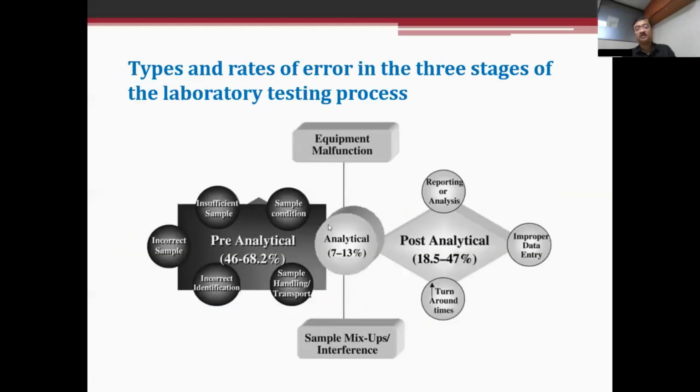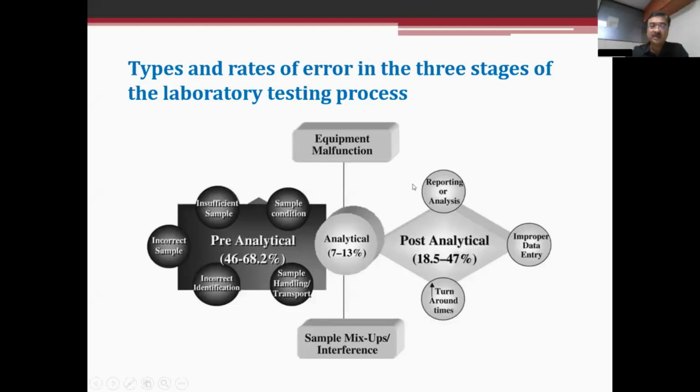Then, as the majority of you know very well, we divide errors into three categories. First, pre-analytical errors, which account for about 65 to 68%. Then analytical errors, meaning errors that happen during the assay, which account for only 7 to 13%, and post-analytical errors, which account for about 18 to 47%.